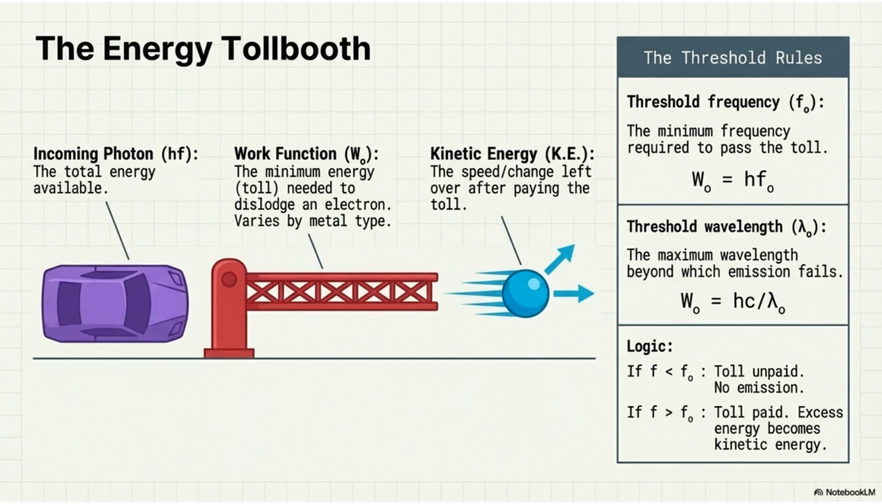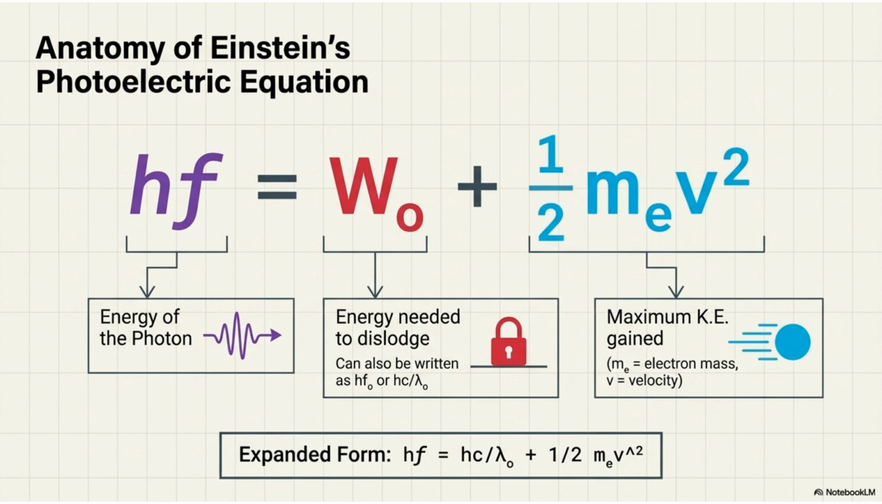Think of the process as an energy toll booth. The incoming photon's energy, hf, must exceed the metal's work function, W_O, which is the minimum energy required to dislodge an electron. Any excess energy becomes the electron's kinetic energy. Einstein's photoelectric equation summarizes this. Photon energy, hf, equals the work function, W_O, plus the maximum kinetic energy gained by the electron, 1/2 m_e v squared.